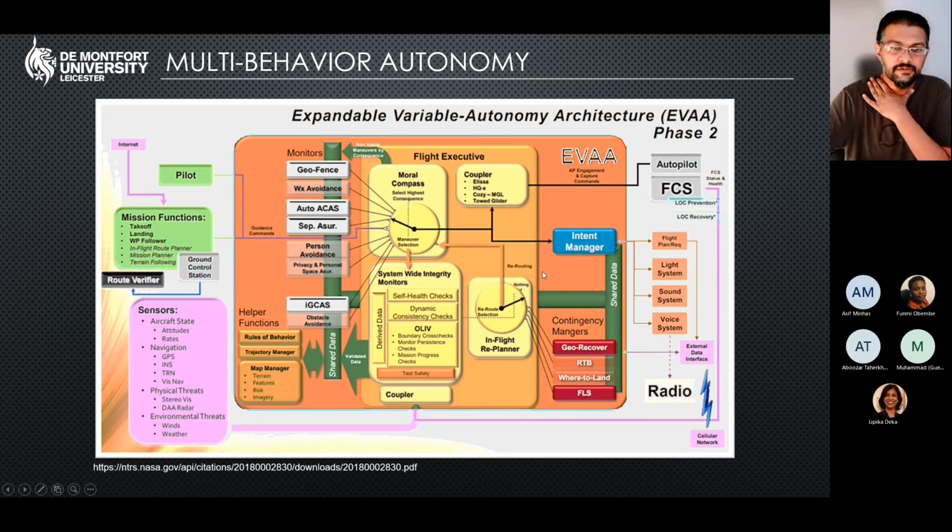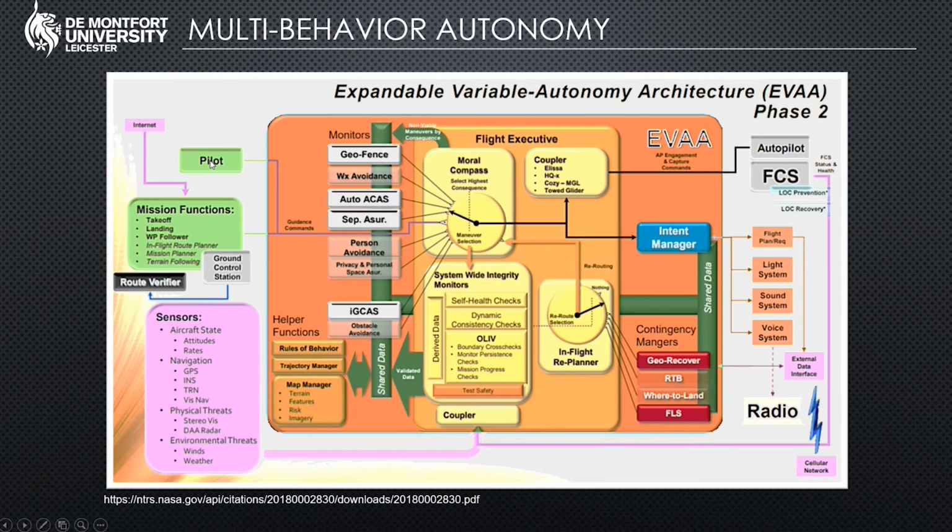This is what it looks like under the hood. You've got the pilot, the mission system, a bank of behaviors, all fed into what they call a moral compass, but this is the decision module. It selects which one of these behaviors is going to get forwarded out to the autopilot.